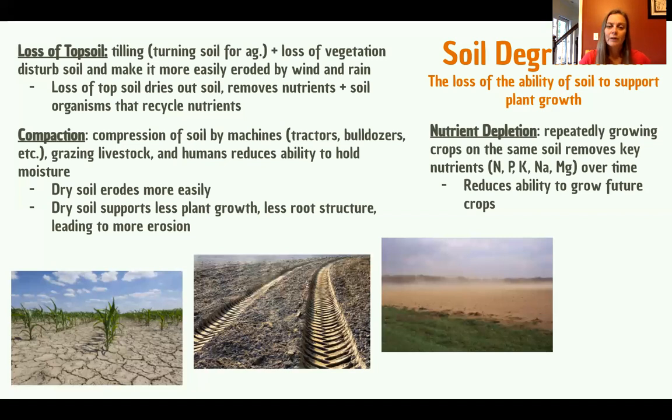Rotation can help to improve this. This is why we'll talk about leaving fields fallow, allowing them to rest in between. Also rotation, so growing corn one season, followed by beans, which are a nitrifying organism, which helps to replenish the soil in another season so that we don't have that significant nutrient depletion.